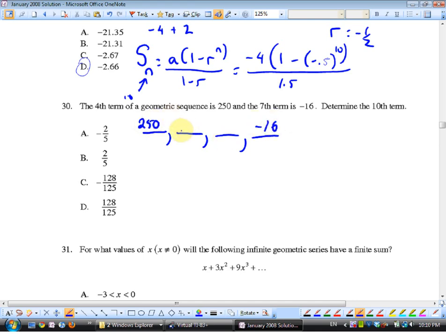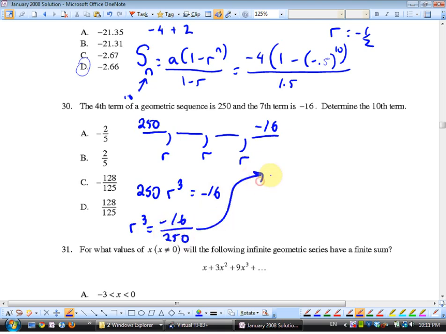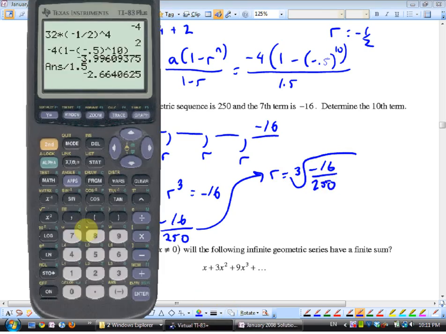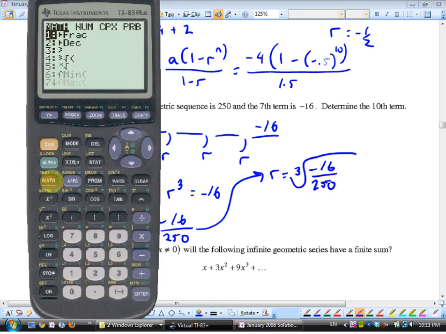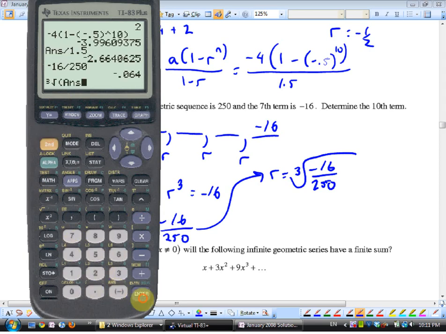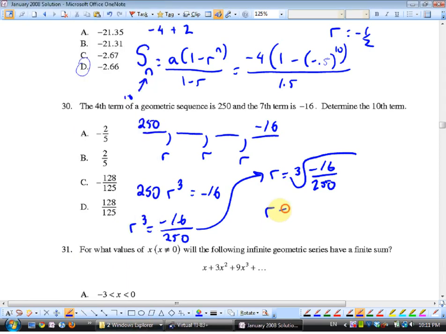I don't know what I multiplied by to get to there, but I called it r. And we multiplied by r, and we multiplied by r. In fact, if you start with 250 and you multiply by r cubed, you get negative 16. r cubed is going to be negative 16 over 250. r is going to be the cube root of negative 16 over 250. Negative 16 divided by 250, math, cube root of that, and I get r is negative 0.4.